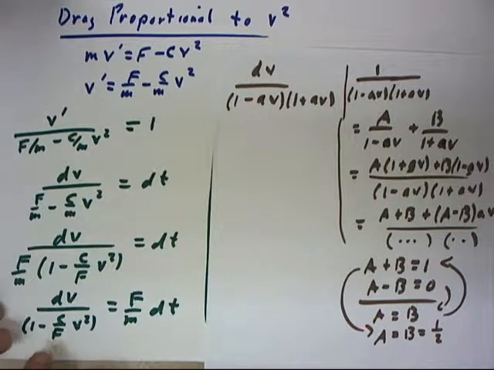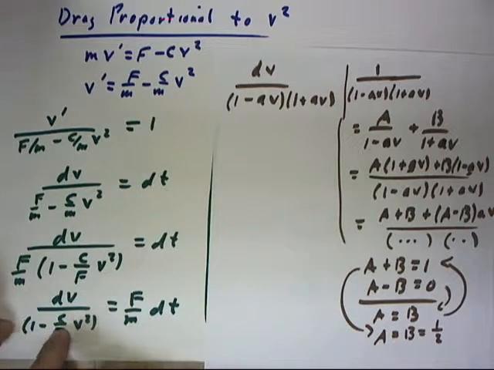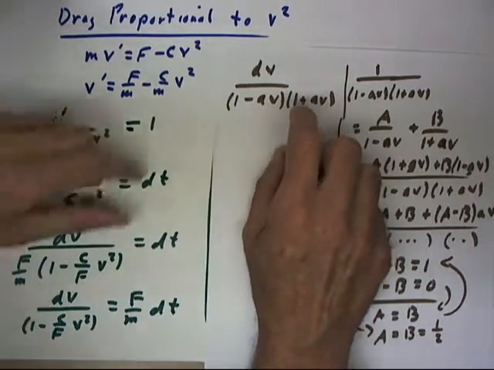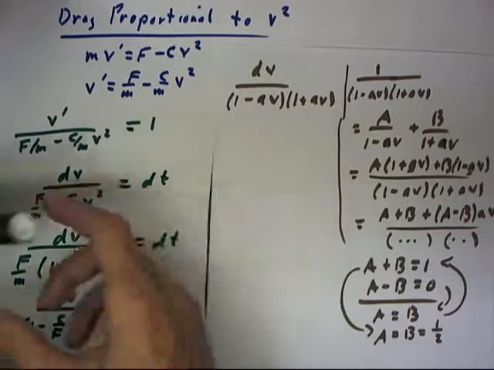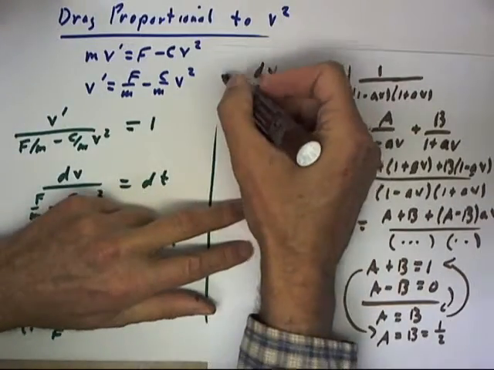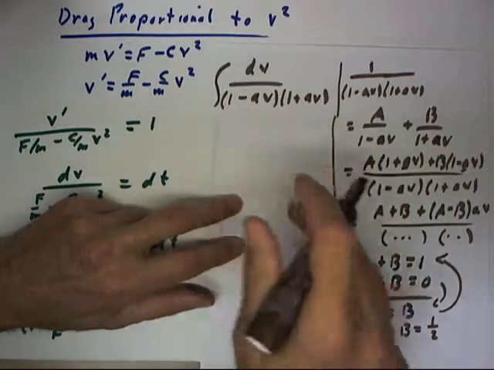The integration of this function is fairly straightforward using integration by parts. I'm going to just let the function, understanding that this is going to integrate as a sum and difference of two terms, both multiples of v, I'm going to look at the integral of dv over 1 minus av times 1 plus av, and that being the sum and difference of two terms.